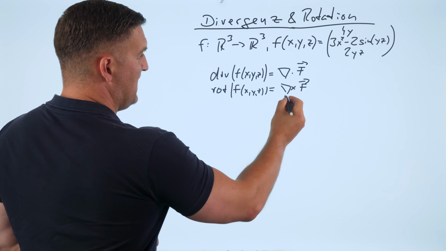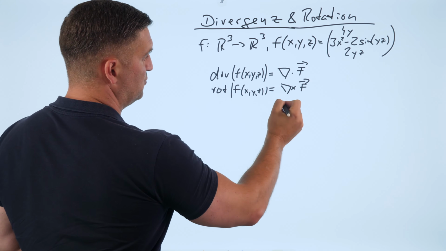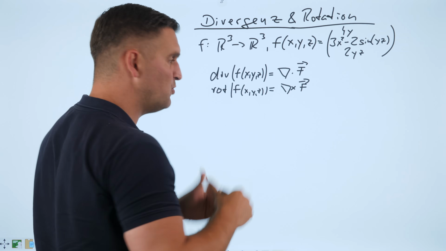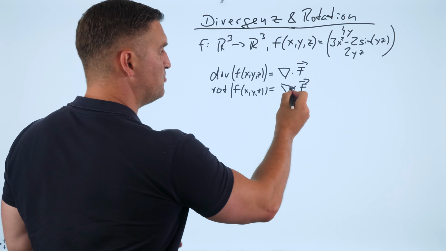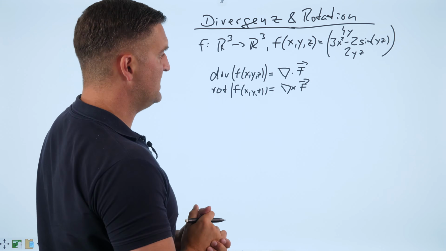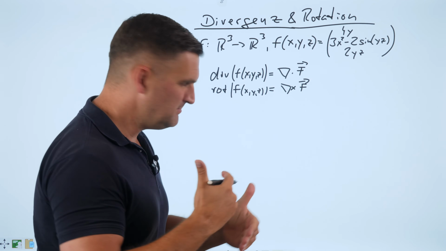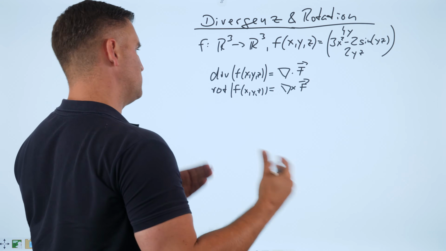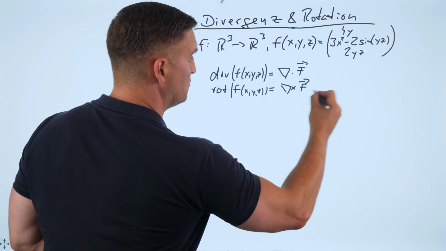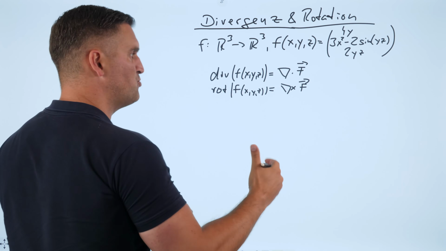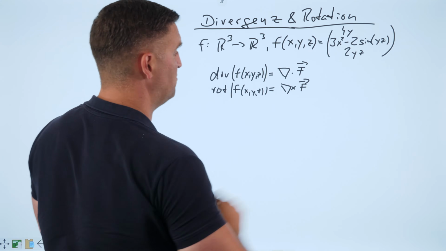And with the curl, we now have the derivative operator, and then in the vector product, vector cross product with the vector field. And you can also derive that again. You don't always have to memorize the formula. I'll just do that here now. Otherwise, you can skip ahead if you just want the calculation.